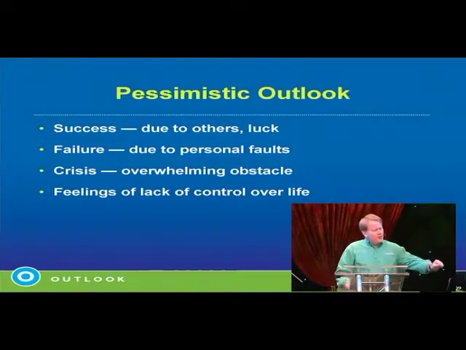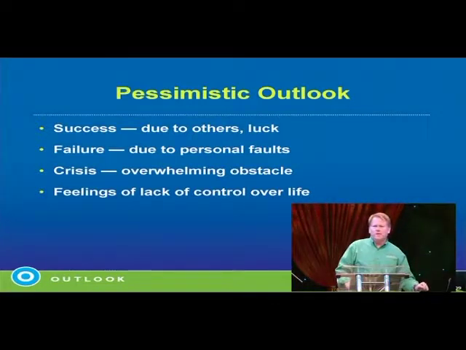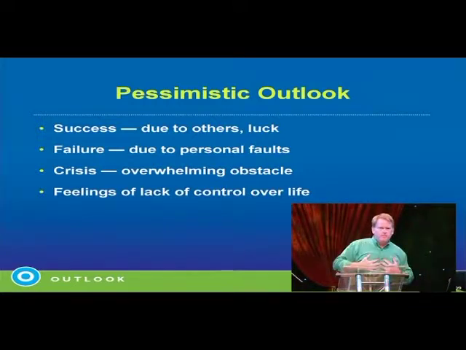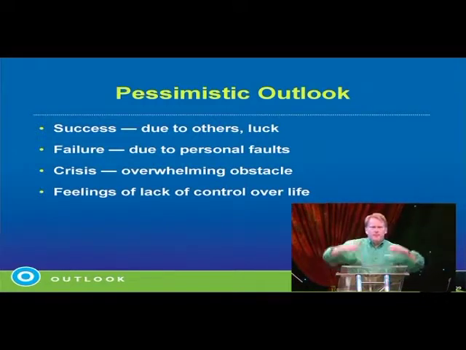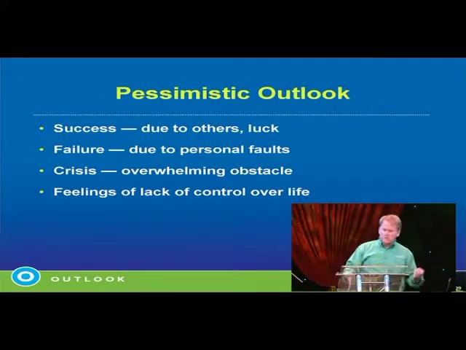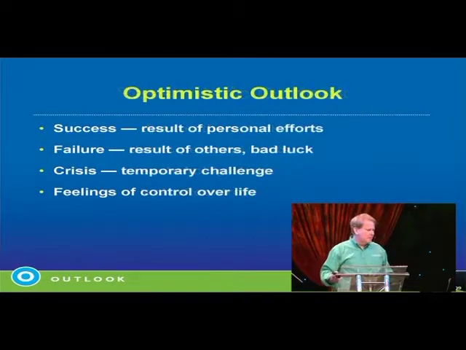And it really boils down to the last bullet point there. They have feelings of lack of control over their life. They don't feel like they're in control at all. Remember the dog story I told you on Friday? They feel like life is happening to them instead of they're happening to life. So that's what a pessimist's orientation is. So let's look at what an optimist's orientation is.